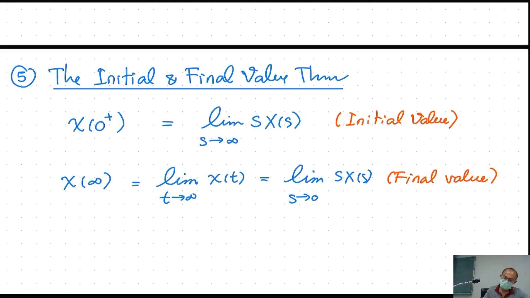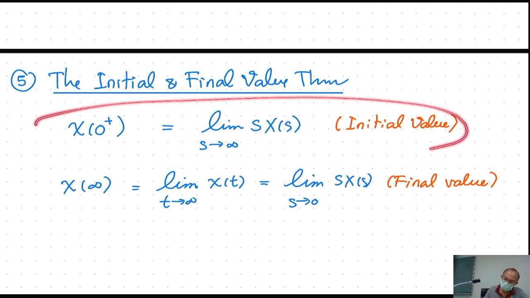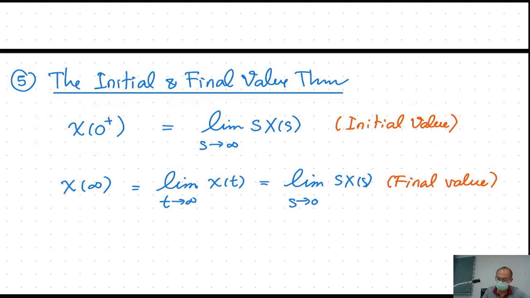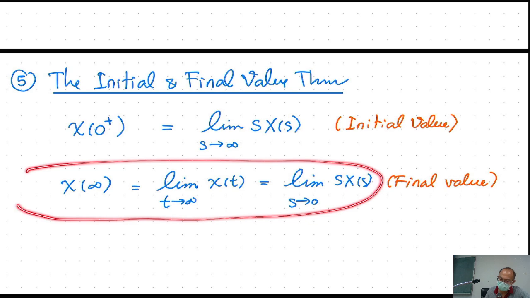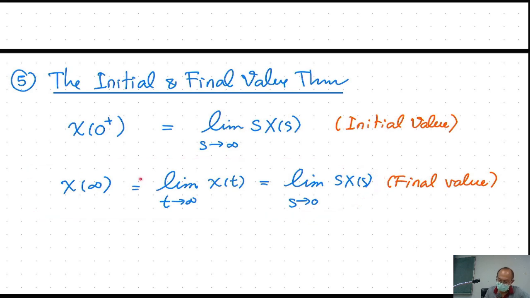Now, the initial value theorem is not that hard, it's not that difficult, but the final value theorem is a little tricky. Okay? In order for this equation to be true, this limit has to exist. x(t) has to converge into something. If x(t) doesn't converge, then we cannot use the final value theorem.